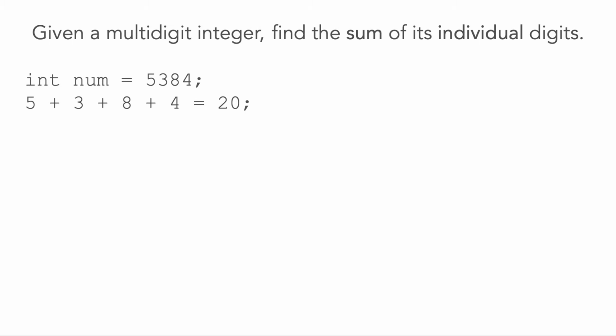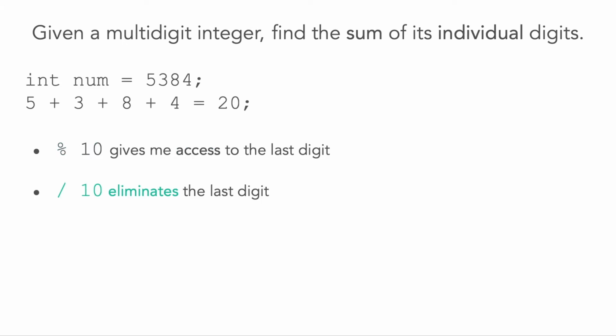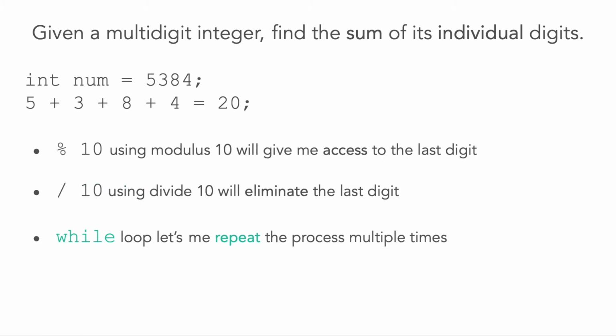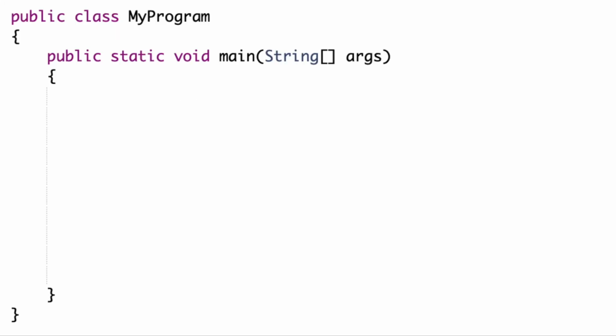What tools in Java do we have that can be used to solve this problem? Using modulus 10 gives me access to the last digit. Using divide by 10 eliminates the last digit. Using a while loop lets me repeat the process multiple times. Let's put those pieces together.